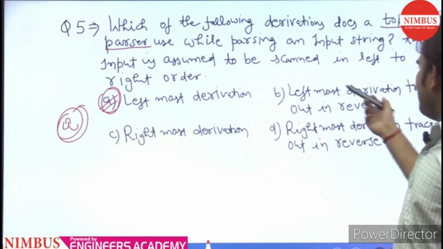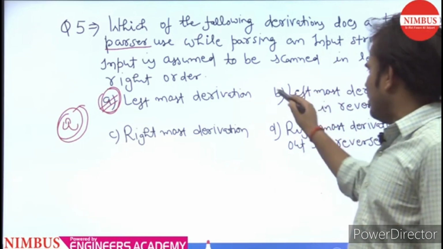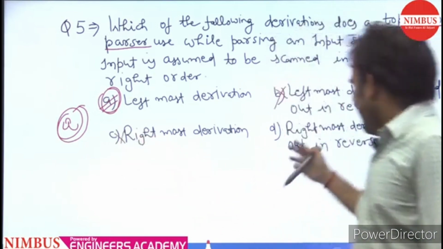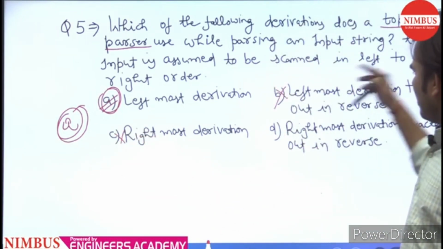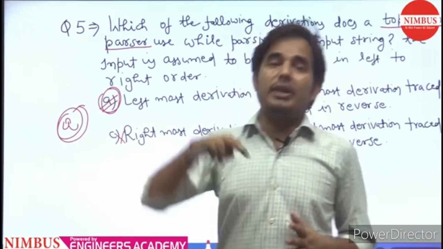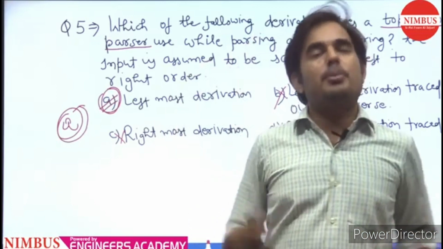Second option is what? Leftmost derivation traced out in reverse order. No. Rightmost derivation. Rightmost derivation traced out in reverse order. Where do we need it? We need it in a bottom up parser.